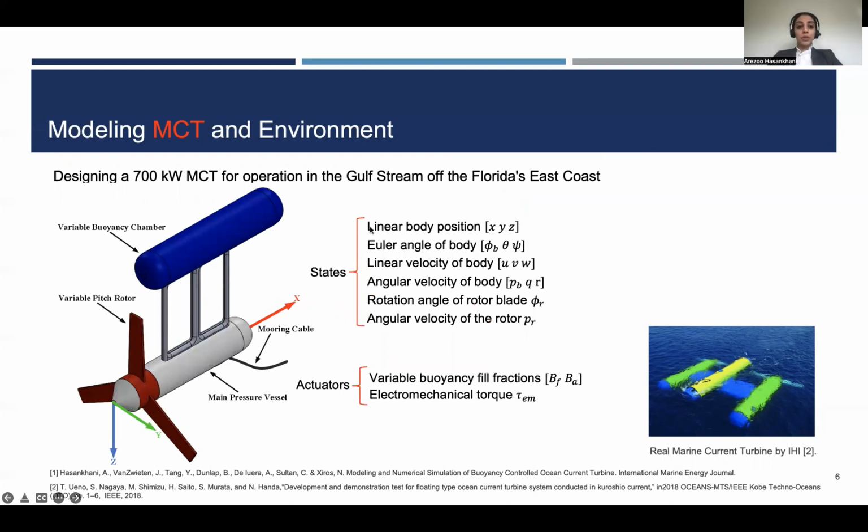Then we should identify the main states for the system. We have 14 states for this system, including linear body position, Euler angles of the body, linear velocity of the body, and angular velocity of the body. Two remaining states are related to the variable pitch rotor, including the rotation angle of the rotor blade and the angular velocity of the rotor blade. We also have three actuators for controlling this system, including variable buoyancy fractions and electromechanical torque. I should mention that the movement of this system is initially controlled in the vertical direction, and the buoyancy fractions are mainly responsible for this.